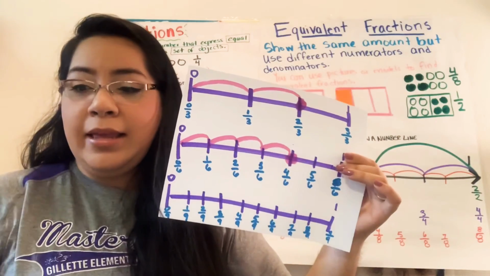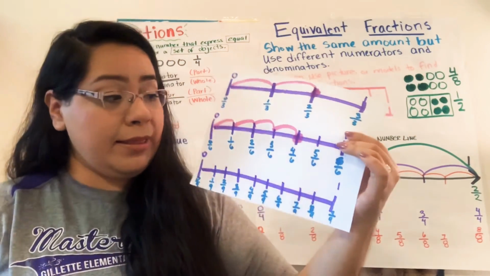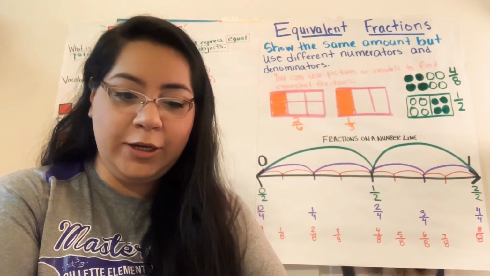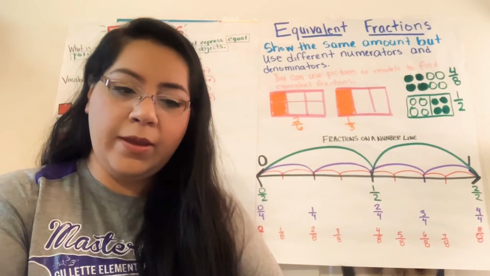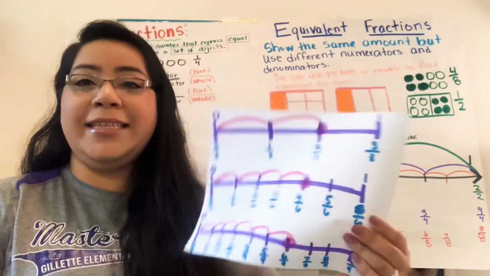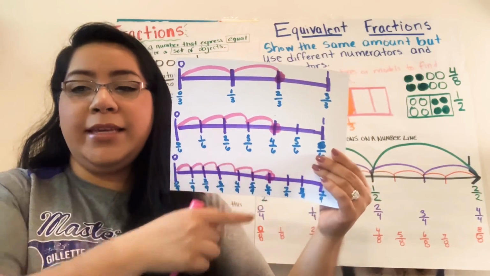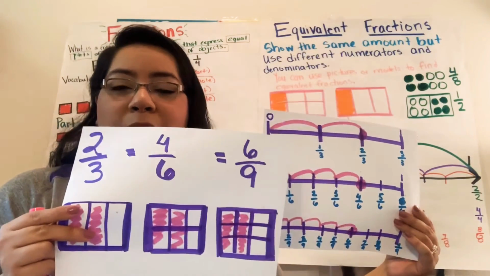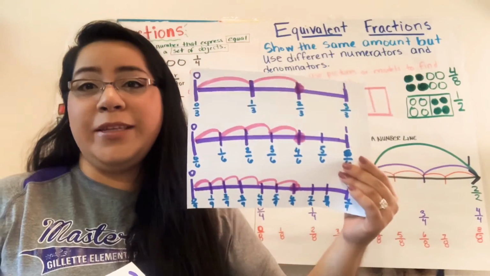Okay. The last one we have is 6/9. Now I have to jump 6 times. These are smaller jumps, but it's the same distance. 2/3, 4/6, and 6/9. So as you can see, you can represent them using a model, using a picture, or you can represent it using a number line.